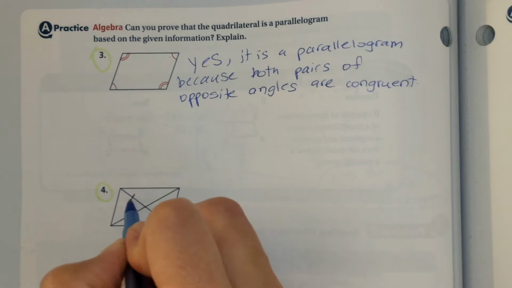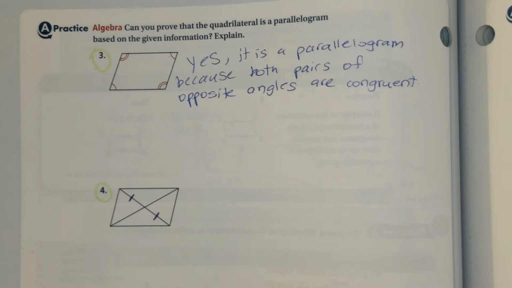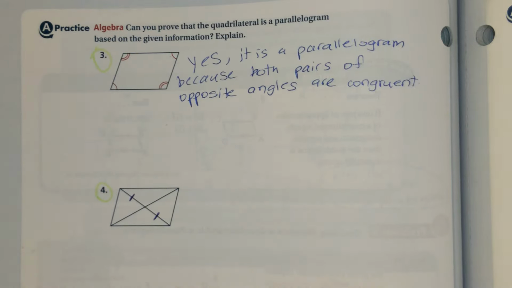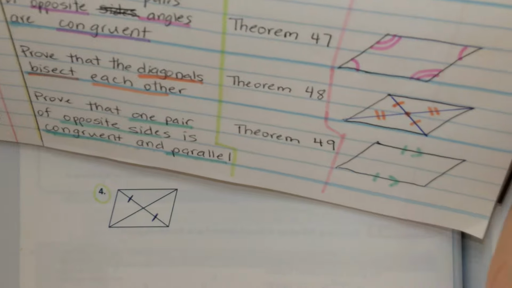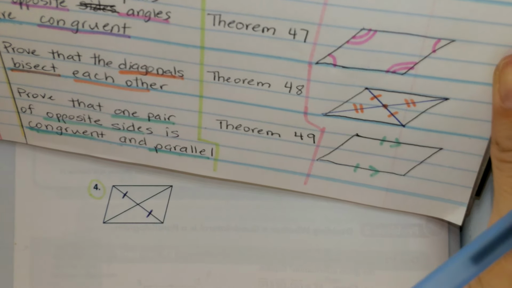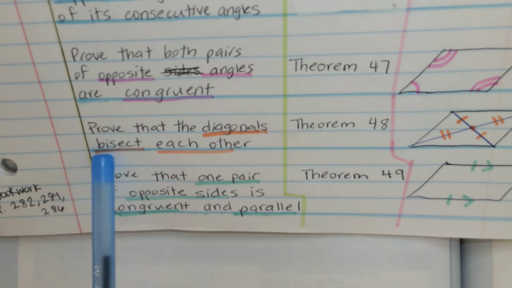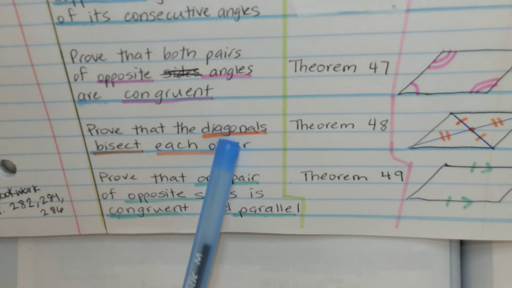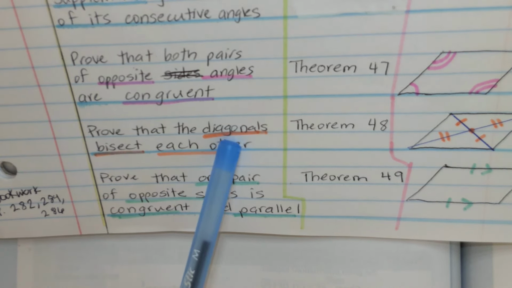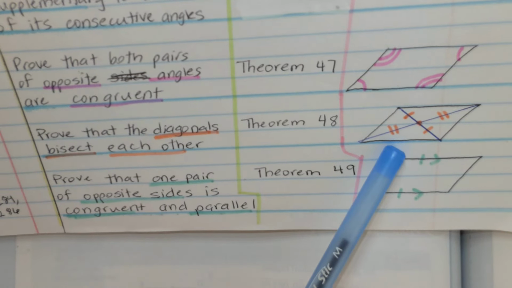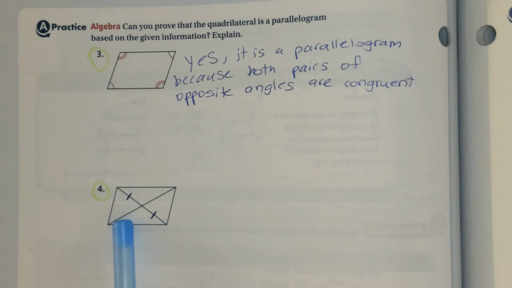It is right here. One diagonal bisects each other, or bisects itself. I don't know. That's almost like this one, theorem 48. Prove that diagonals bisect each other, but it has to be both diagonals. It's only one diagonal, so it doesn't look like this. It's missing the other diagonal being marked.